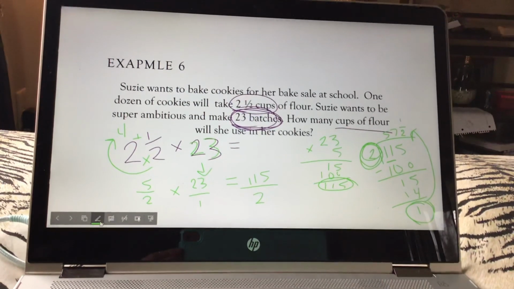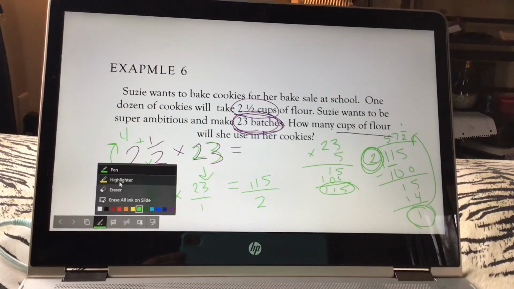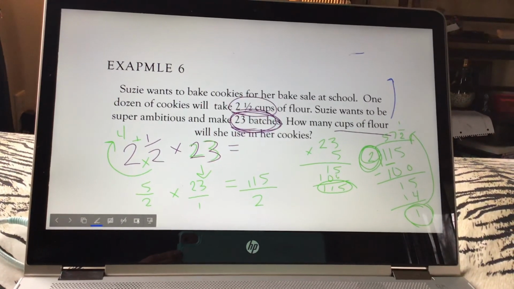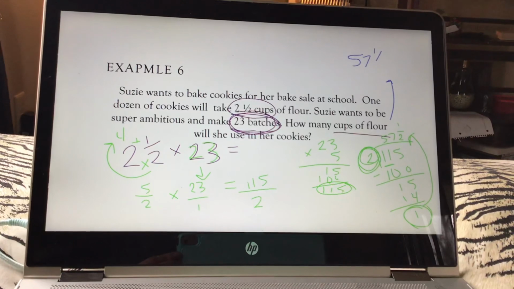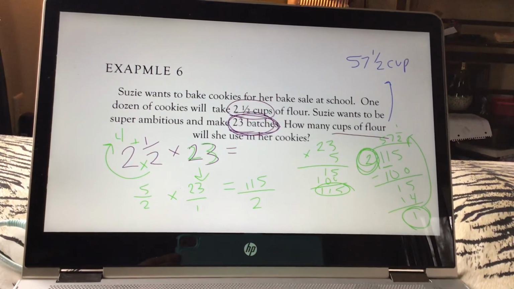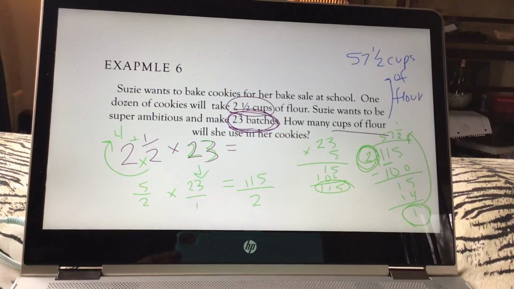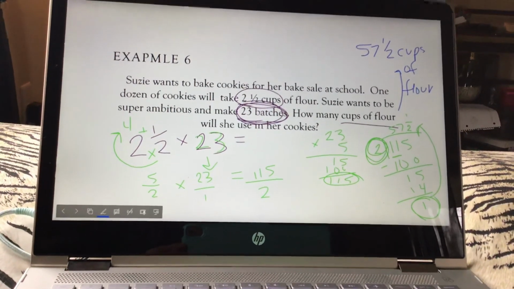So how many cups of flour will she use in her cookies? She will use 57.5 cups of flour.